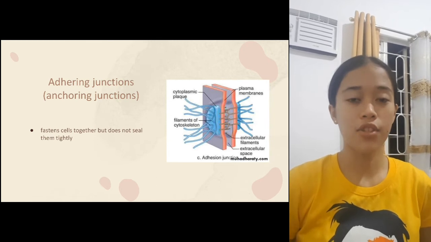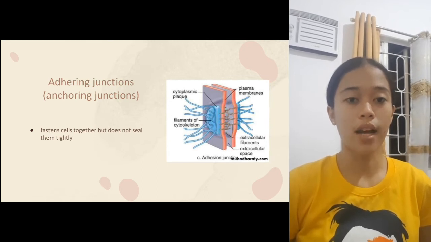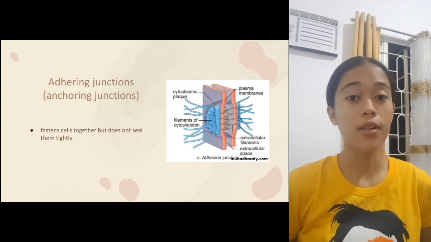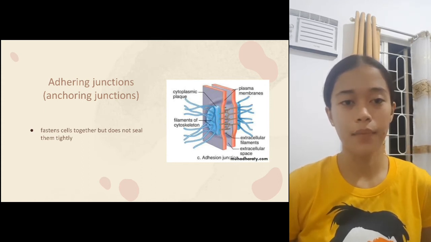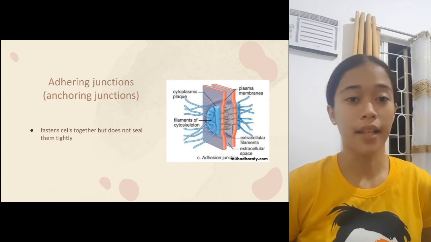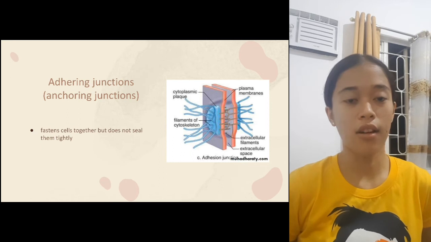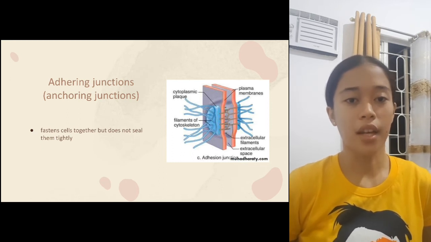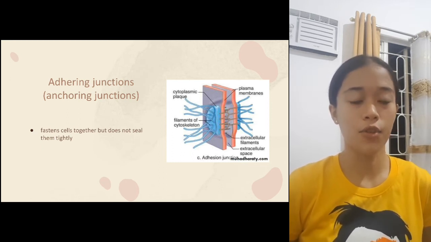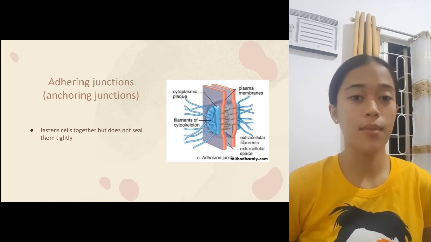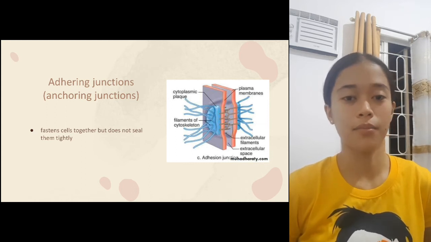Next is the adhering junctions, also called the anchoring junctions. It is a junction that fastens cells together but does not seal them tightly. It has an internal plaque attached to the cytoskeleton that is joined by intercellular filaments. It creates a sheet of cells that are strong but flexible. It forms organs where tissues must stretch, like the stomach and the bladder.